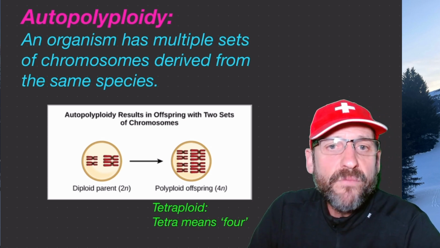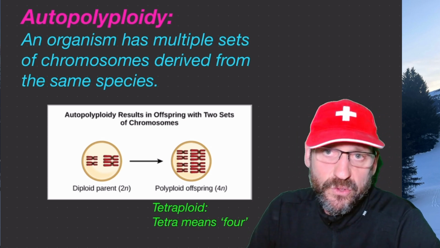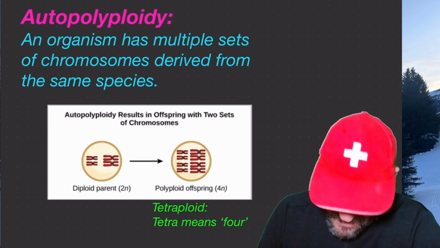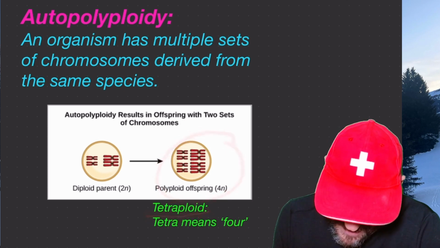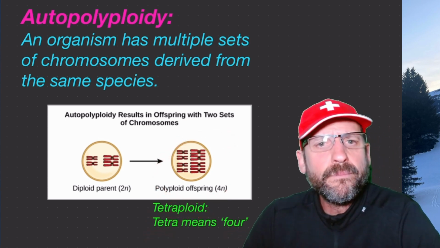The offspring of them then have 4 sets of chromosomes, and we call that a tetraploid. This is the 4 sets, the tetra, see tetraploid. And tetra means 4.